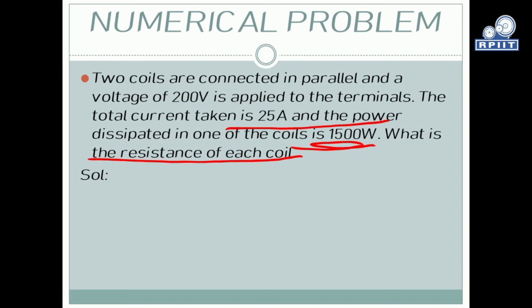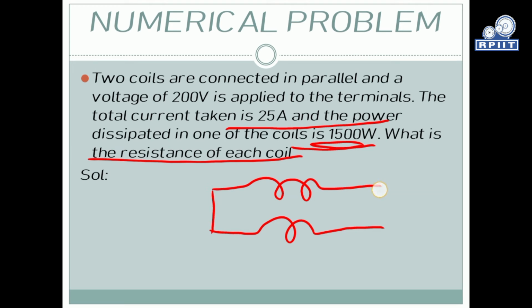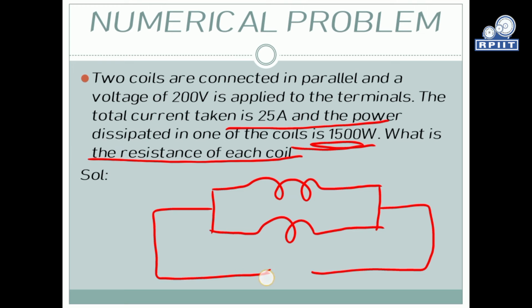Firstly we will draw the circuit diagram. The two coils are connected in parallel. So here we will draw the two coils. For example, this one is the first coil and this is the second, so these two coils are connected in parallel with the voltage of 200 volt. Here we will apply the voltage of 200 volt and the total current taken is 25 ampere.